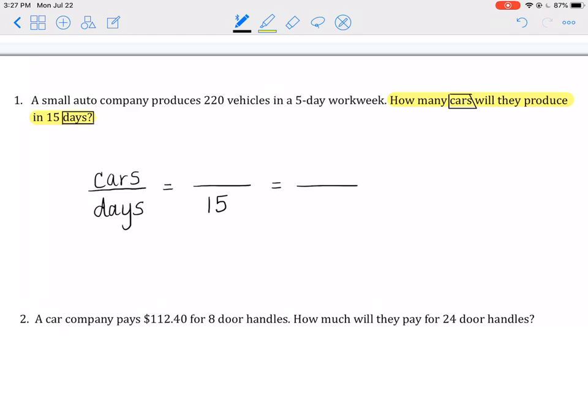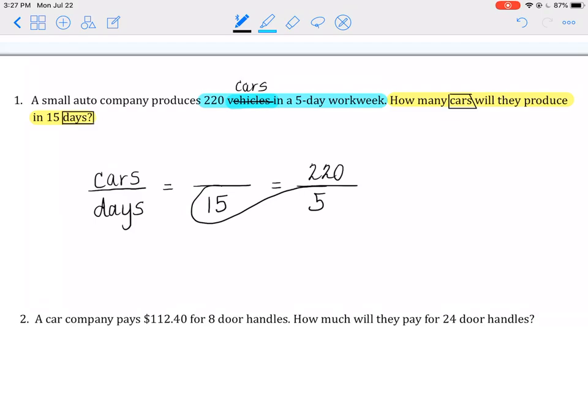So let's go ahead and make space for the other ratio. Remember, a proportion is 2 equal ratios. And that is going to come from a given ratio. And right there it is. In this one, it's pretty straightforward. 220 vehicles, well, that's another word for cars. So 220 goes on the cars row. And how many days go with that 220? Well, it's 5. So there's your proportion that we need to solve.